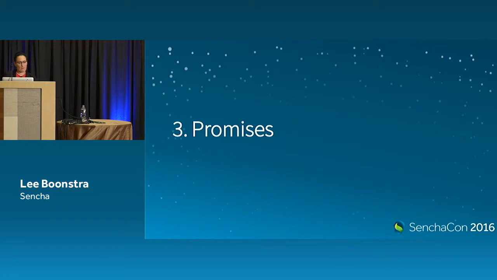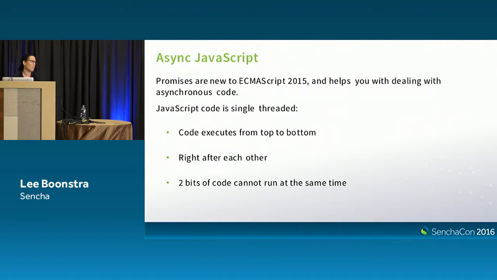Now then we have promises. And promises, that is for when you deal with asynchronous JavaScript code. So as you might know, when you execute JavaScript code, 2 pieces of code can never run at the same time. It always goes from top to bottom. And it comes right after each other. That becomes difficult, or that becomes asynchronous, when you do things like I make a call to a database, or I make a call to an external server, or I run a set timeout function.